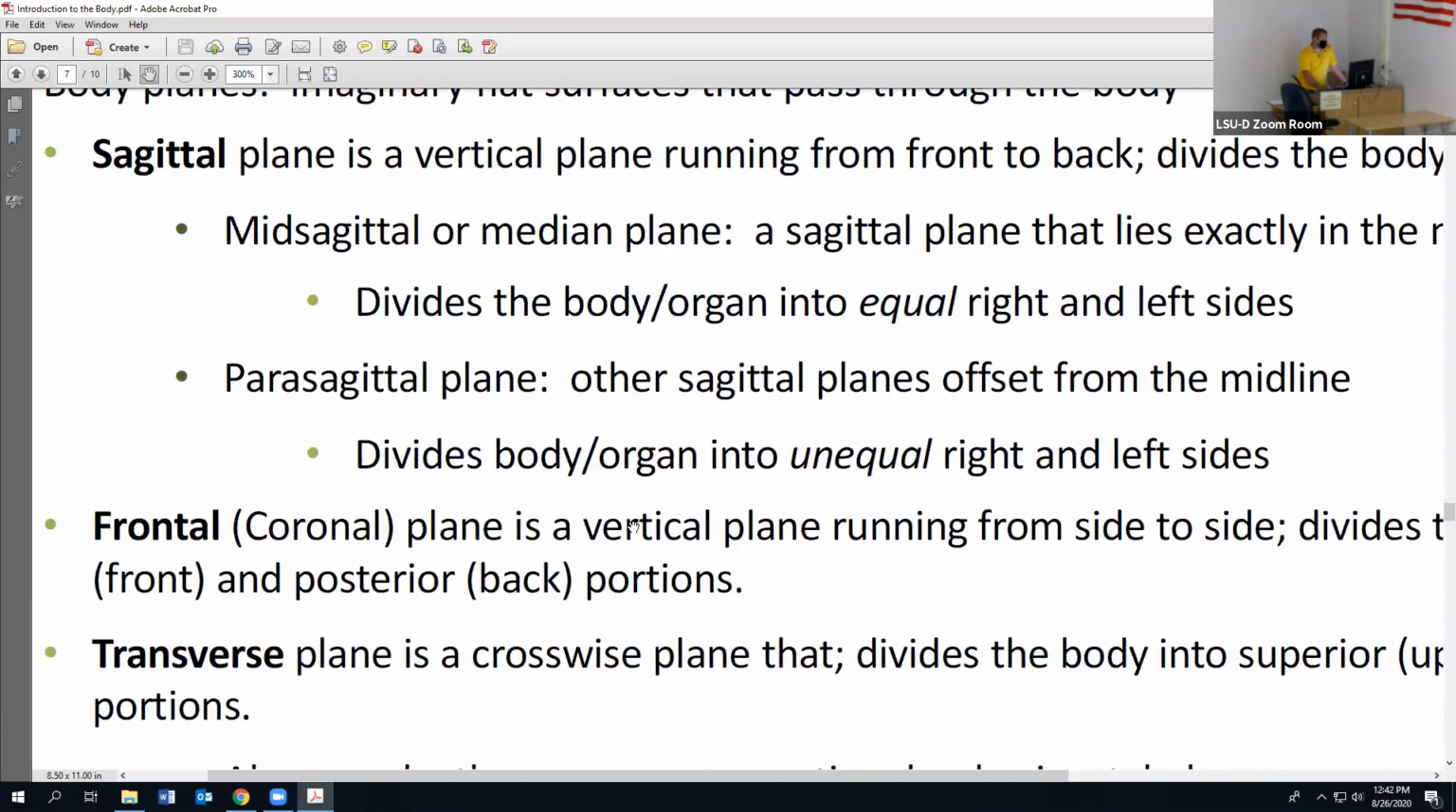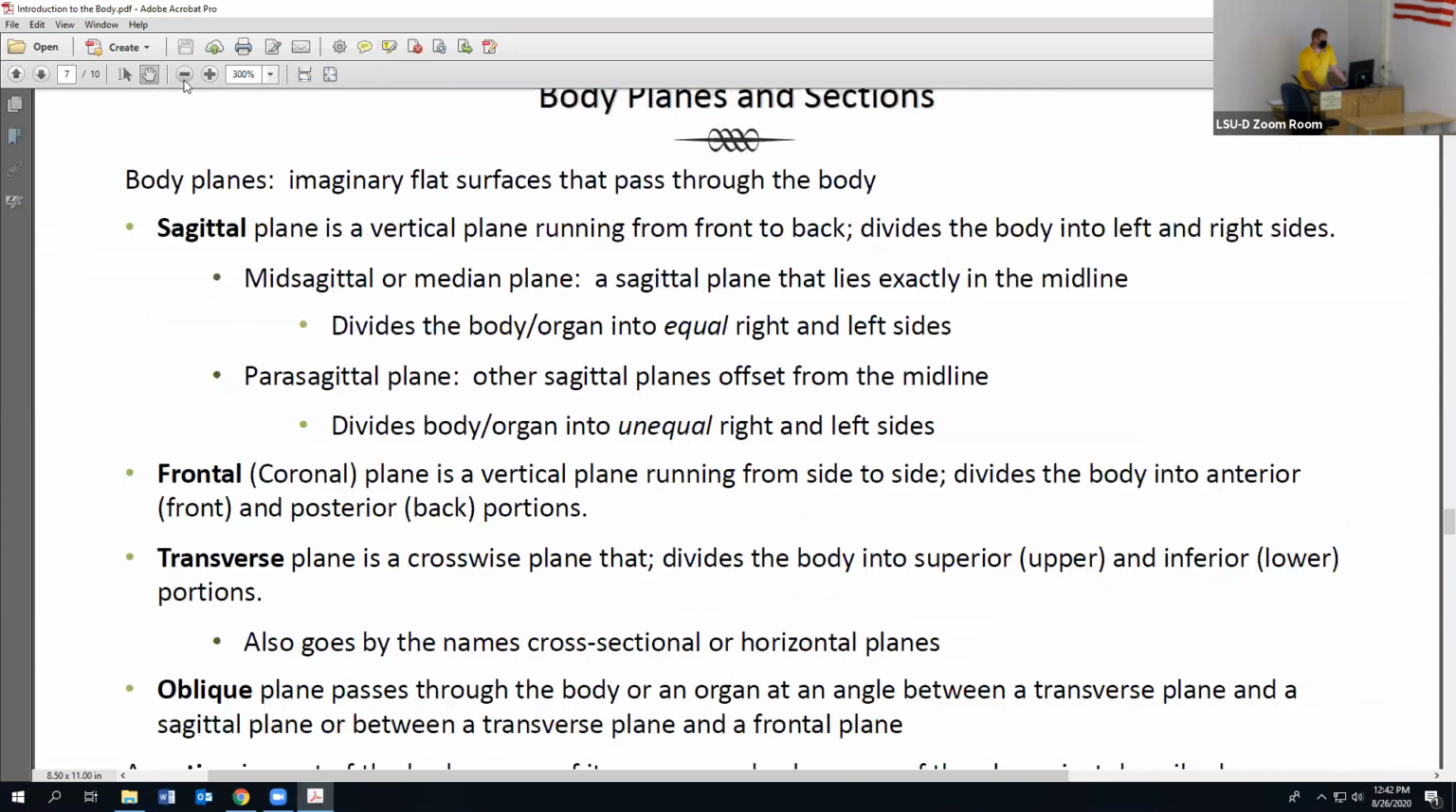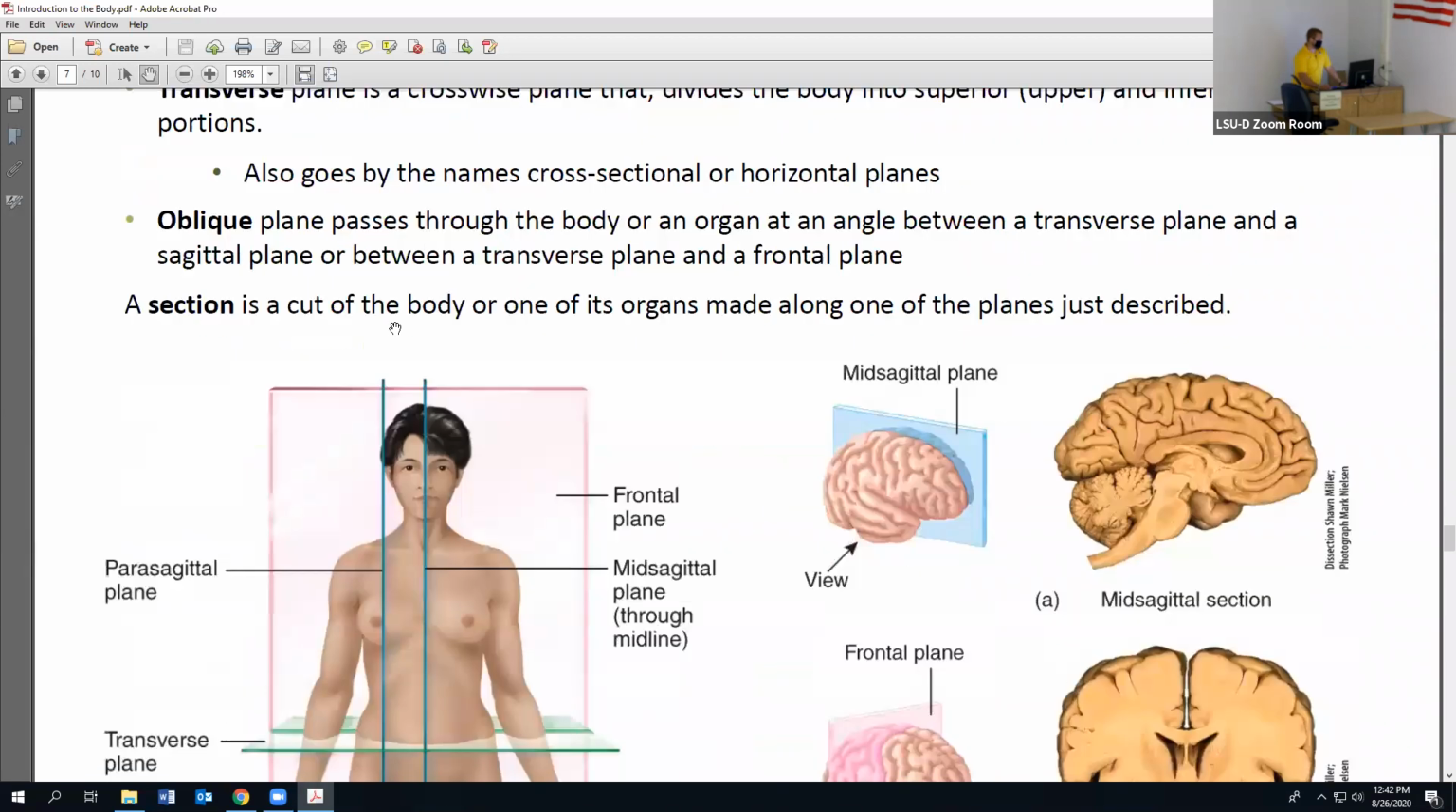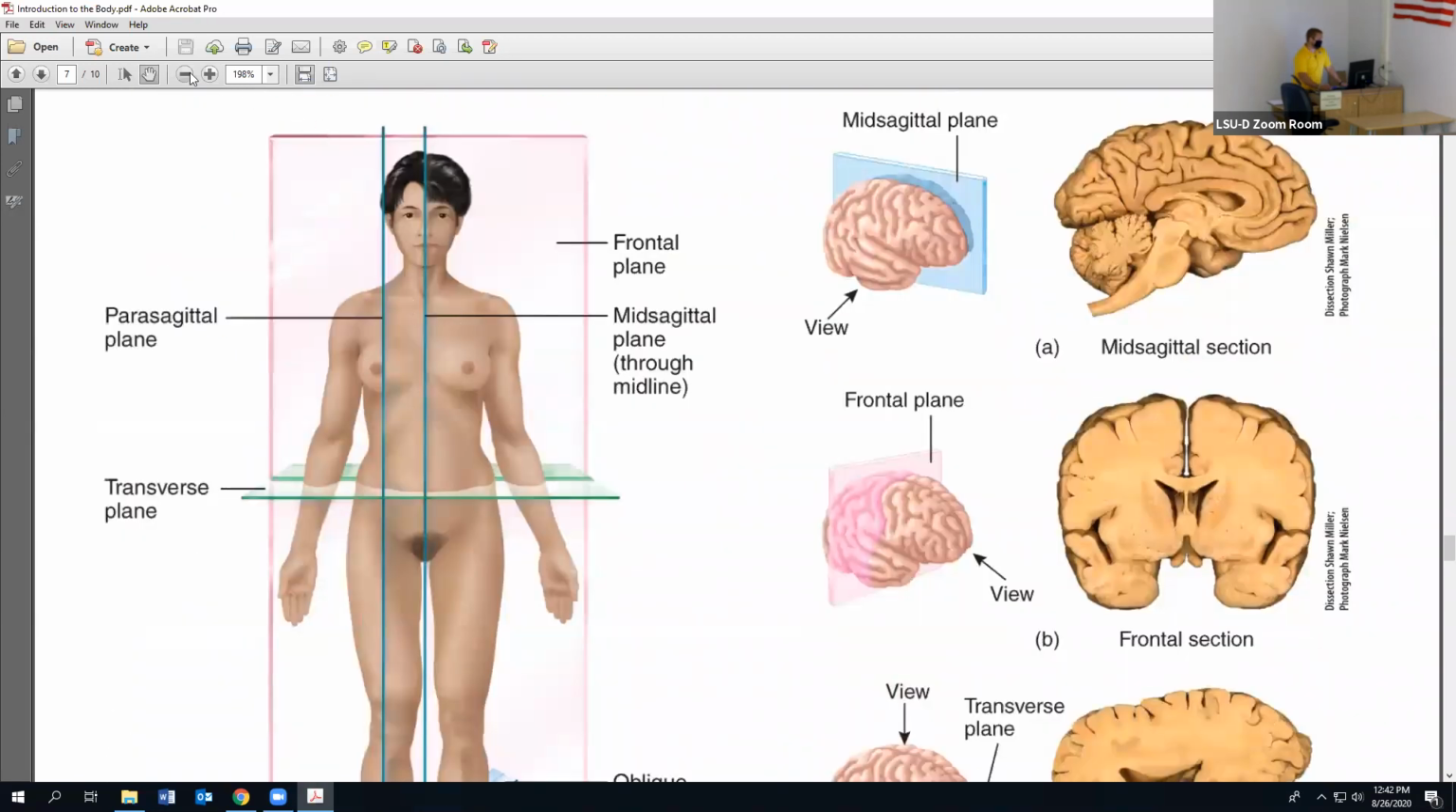All right, let's talk about body planes. Body planes are defined as an imaginary flat surface that passes through the body. Think of them like a pane of glass. And that's kind of what they look like down here in our picture at the bottom left.